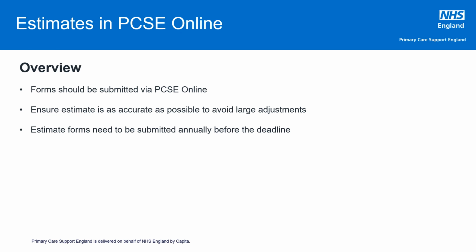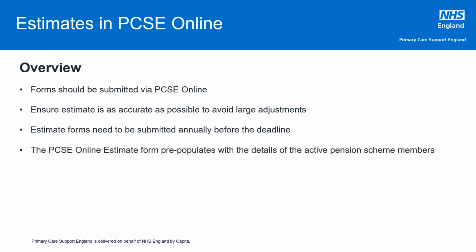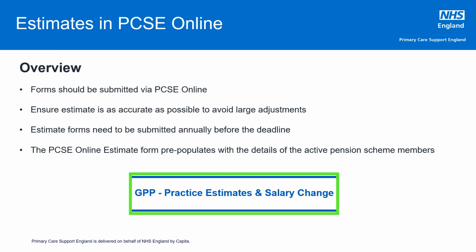However, it's good practice to submit a revised estimate if you know that some of your GP's estimated income will have changed throughout the year. The PCSE Online estimate form pre-populates with the details of the active pension scheme members, and all you need to do is enter their estimated income and selected tier rate.